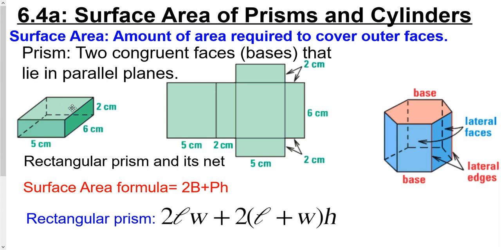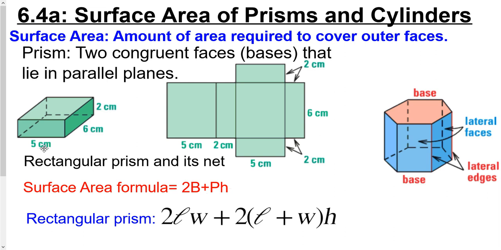So that could look like this shape, and unfolded would look like this, where these two are the bottom and top. We've got our sides here. And generally, to get the surface area formula of that, you do 2 times the base plus perimeter times height.